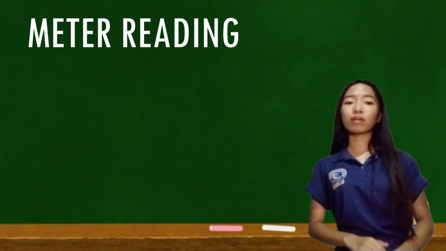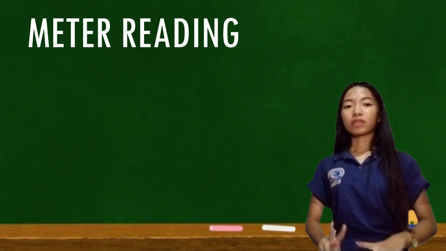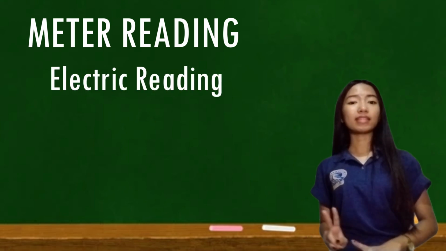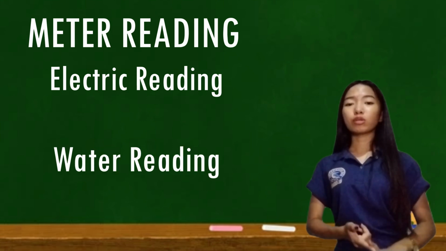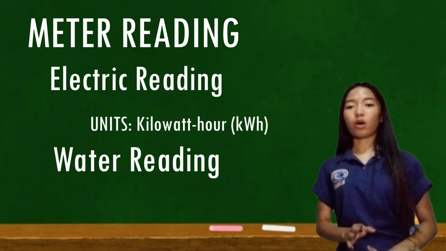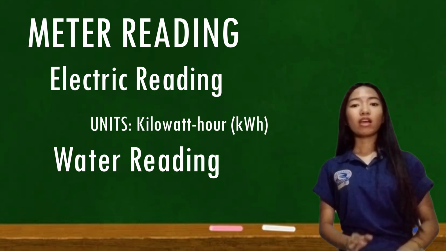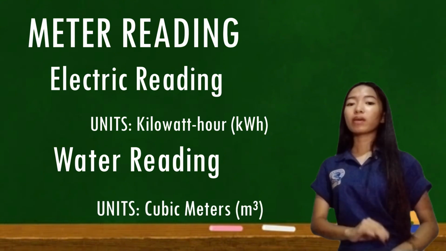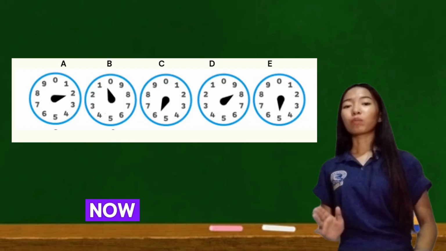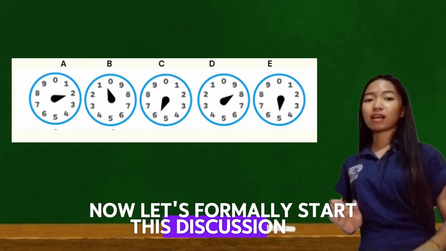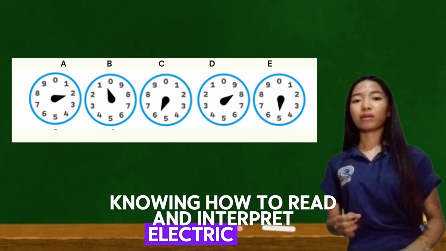In this topic, we will tackle two subtopics. The first one is the electric reading and the second one is the water reading. For electric reading, we will use the unit kilowatt hour or kWh. And for the water reading, we will use the unit cubic meters or m raised to the third power. Now, let's formally start this discussion by knowing how to read and interpret the electric meter.